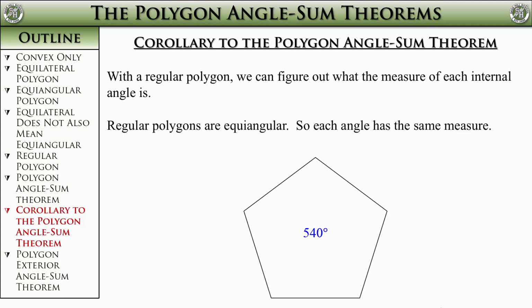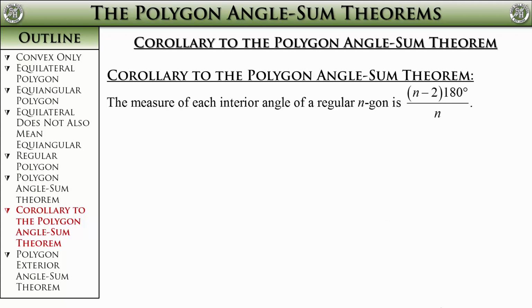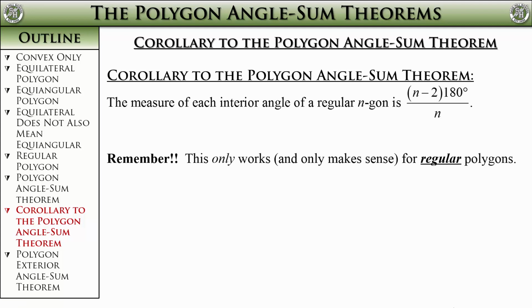You first figure out how many degrees total you have, then you divide that number by the number of angles that you have. So we can make a formula out of it. This is the corollary to the Polygon Angle-Sum Theorem. You do exactly what I just did. You first figure out the total number of degrees in your polygon. That's the top part of the fraction. Then you divide by the number of angles that you have. Remember, this only works, and frankly, it only makes sense, for regular polygons. You can't do this if the polygon isn't regular.